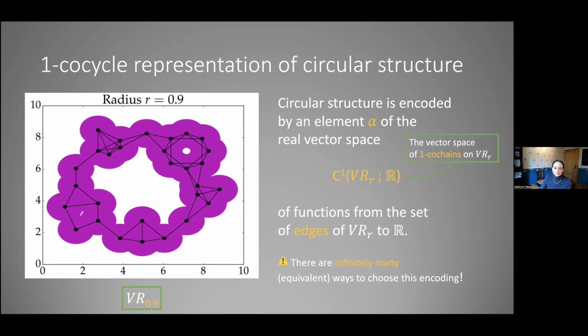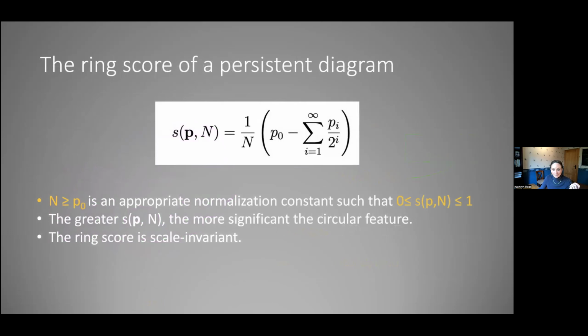Okay, so now that we've done this, we need to say, is this structure actually statistically significant? And the way we do that is by computing what's called the ring score. So here, we had this set of persistences. We had P0 greater than or equal to P1 greater than or equal to, and so on. Let me just go back to that for a second.